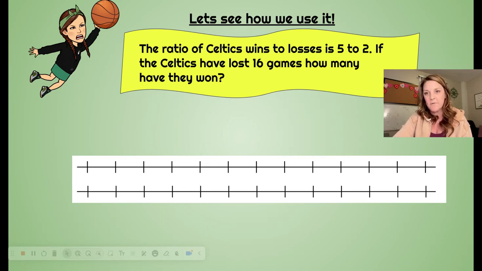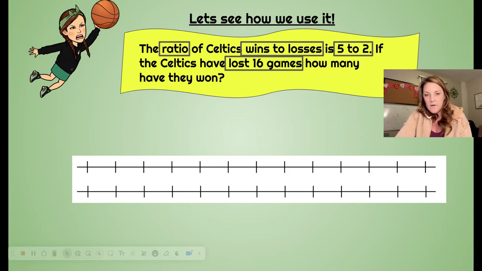So this is an example of a ratio. And I want to take a second to dissect my word problem. A couple keywords. The ratio. This is huge. We know the order is wins to losses. So when we box out 5-2, we need to remember that wins goes with fives, losses goes with two. The next part is the missing part of our question: if they've lost 16 games, how many have they won?